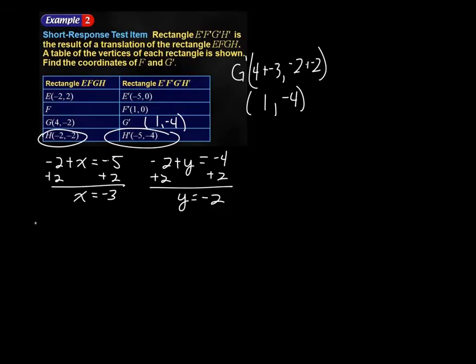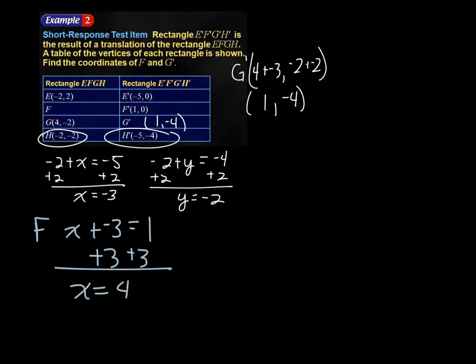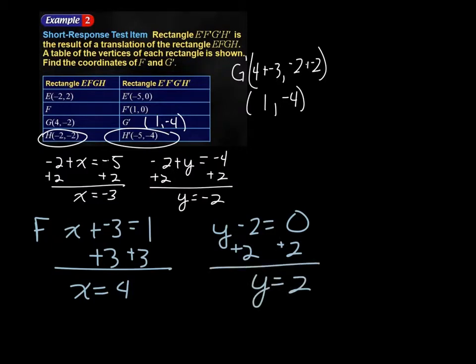Now for F, I know that some x, and my rule I know now is add -3, and I get 1. So if I add 3 to both sides, I know my x should be 4, and y plus -2 equals 0. So if I add 2 to both sides, I have y equals 2. So that means my ordered pair for F must be (4, 2).